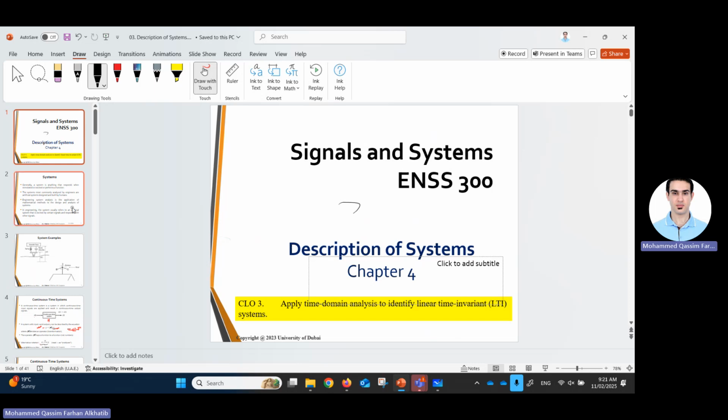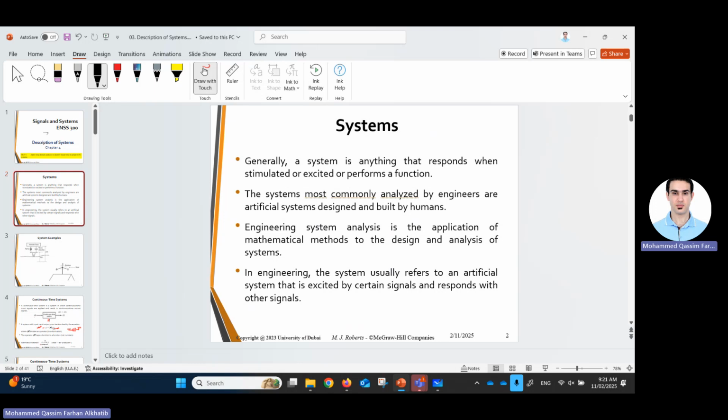All right. So what is a system? It is anything that responds when stimulated or excited, or performs a function. Usually we have a system like this. Later on we'll call it h(t). Here is y(t) and my input x(t). This is what we call the excitation signal or the input signal, and this is the system modeled by this expression h(t). When x(t) is applied to the system, some arithmetic operation happens between them, and the result of this operation we'll call y(t).